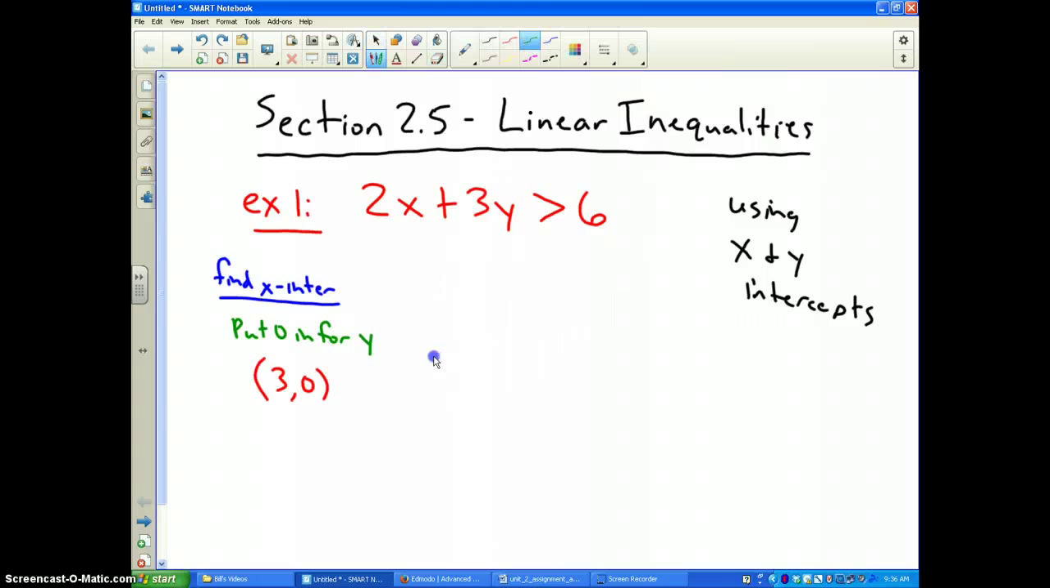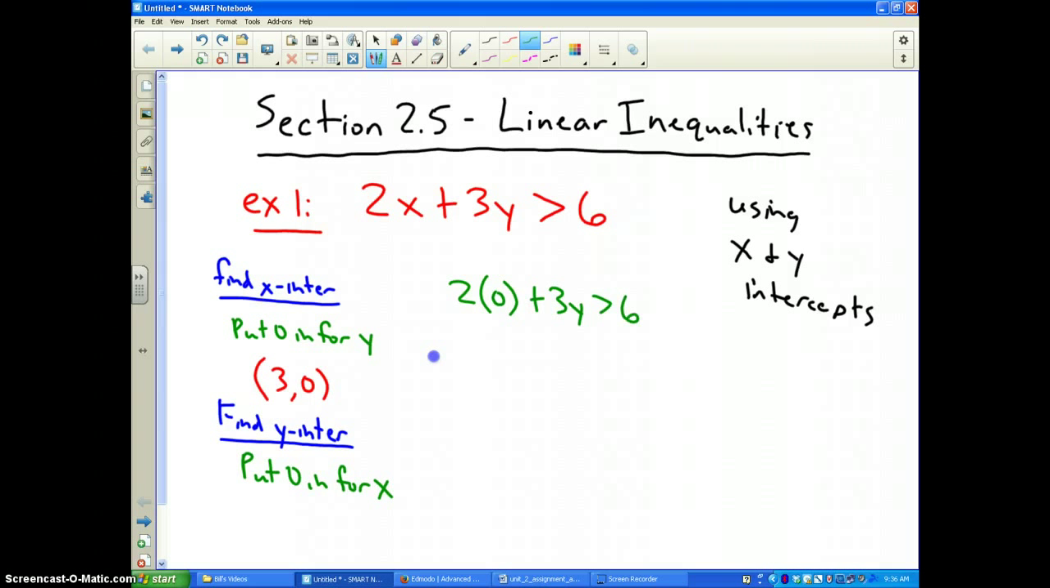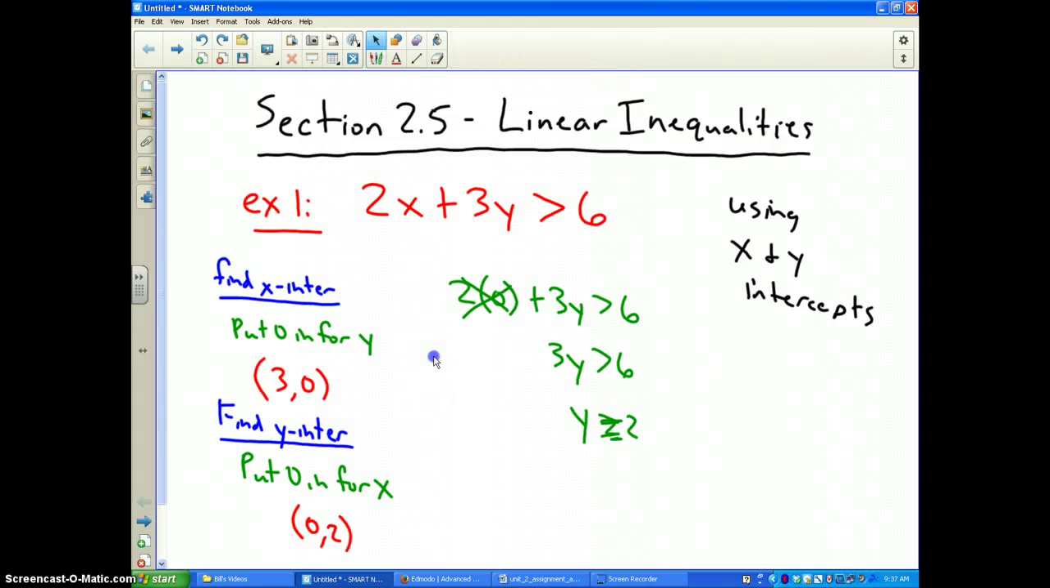And now we are going to find the y-intercept. We all know from earlier in this unit, we put 0 in for x. So I'm going to rewrite my inequality with 0 in for x. Of course, 2 times 0 cancels out, and I get 3y is greater than 6, and y is greater than 2. Again, I'm going to pretend this is equal, so 2 is my y-intercept. And so my intercept is at the point (0, 2).